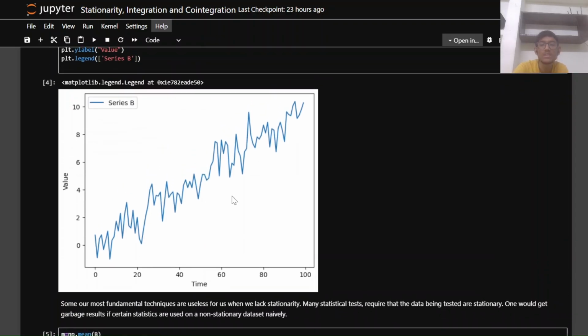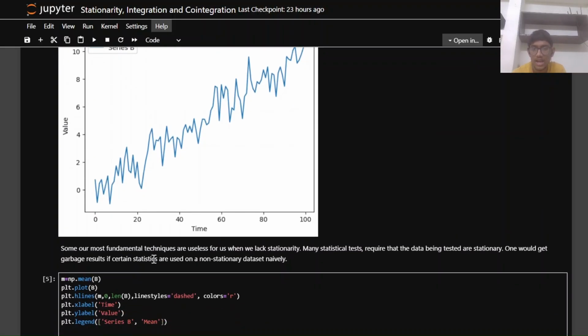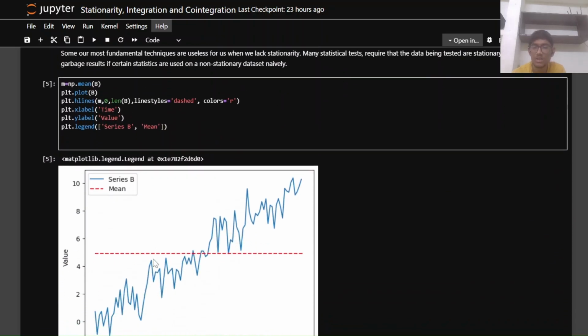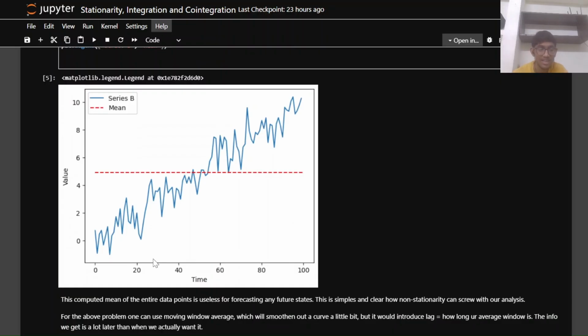And there's one very important thing: some of our most fundamental techniques are useless when we lack stationarity. There are many statistical tests that require the data to be stationary, and one would just get garbage results if certain statistics are used on a non-stationary data set like this one. Now let's also plot the mean of the entire data points that we have here, and it's kind of obvious that the mean will be around 5. Now what does this tell us? Well, it tells us absolutely nothing.